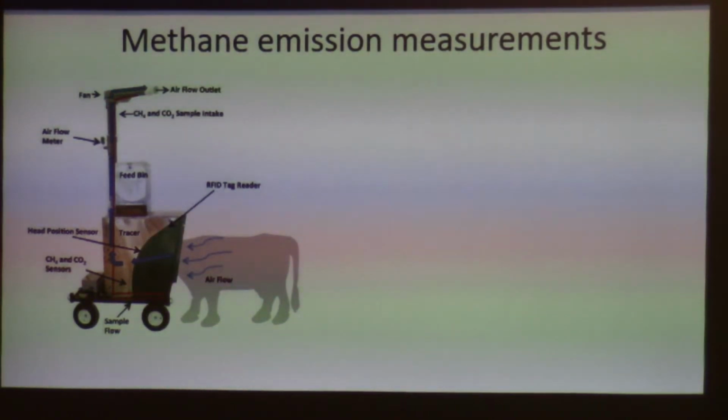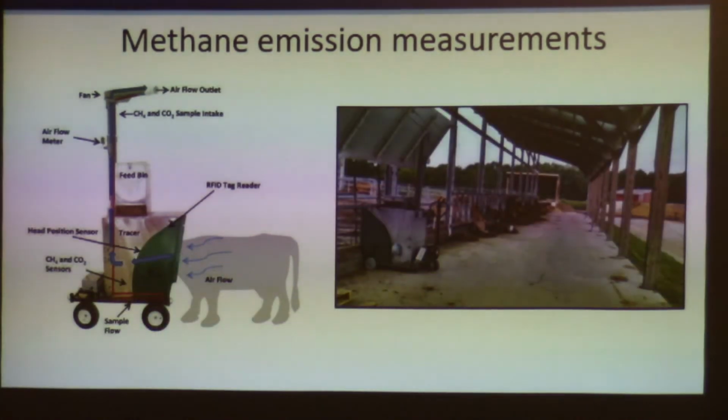Through eructation, or belching, that gas is captured by the system. There's a sample flow here, and there are methane and CO2 sensors. There is a head position sensor that looks at the nostril proximity to the chamber and discards data that are not good. This is real-time data collection. You can see on your cell phone if the cows get in or not, and get the data like that. So this is the application.